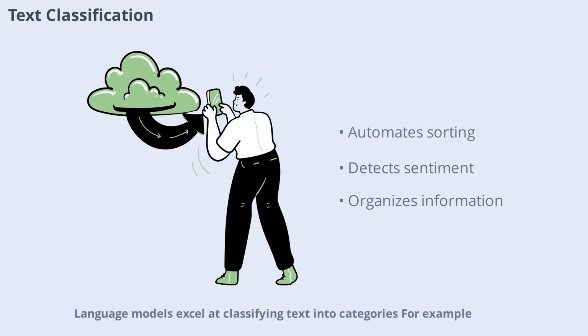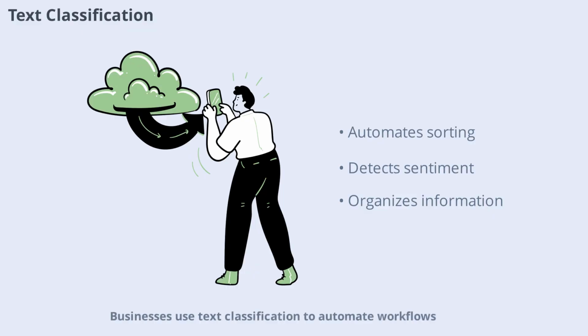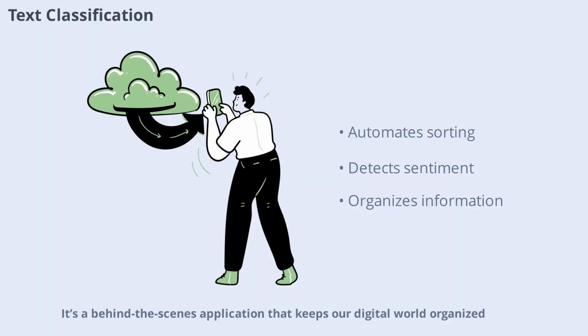Language models excel at classifying text into categories. For example, they can sort emails into spam or important, detect sentiment in reviews, or organize news articles by topic. This ability is crucial for managing information overload in our digital lives. Businesses use text classification to automate workflows, improve customer experience, and gain insights from user feedback. It's a behind-the-scenes application that keeps our digital world organized.